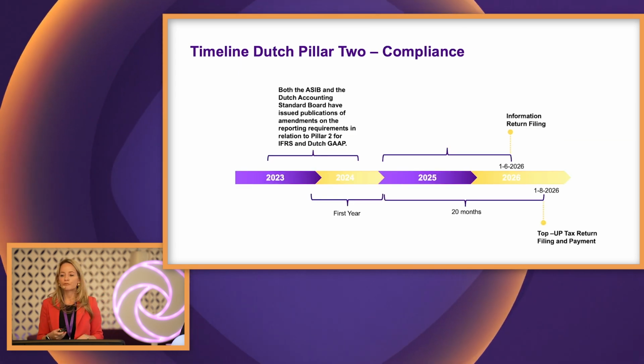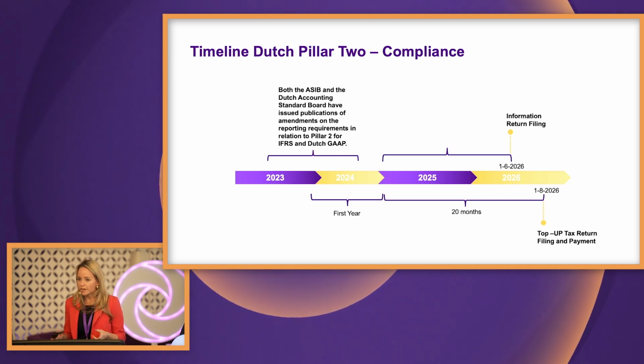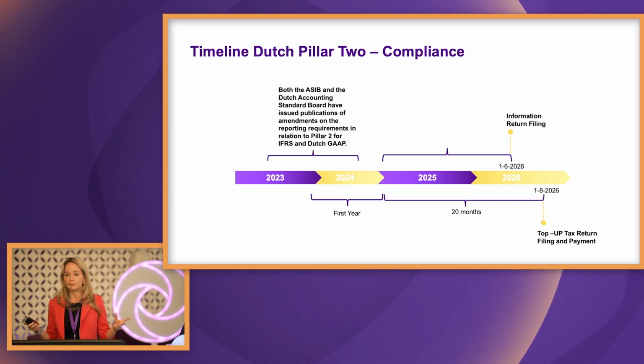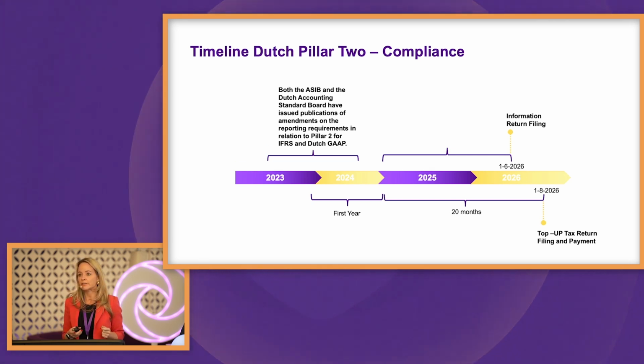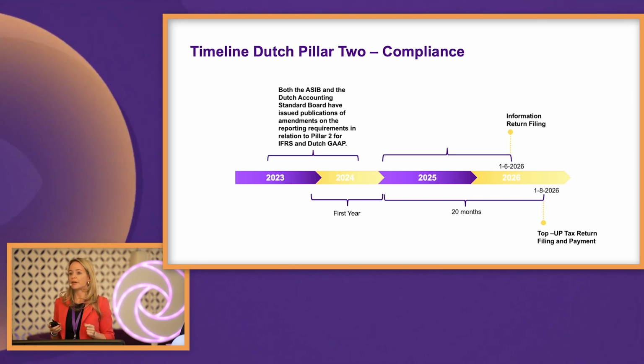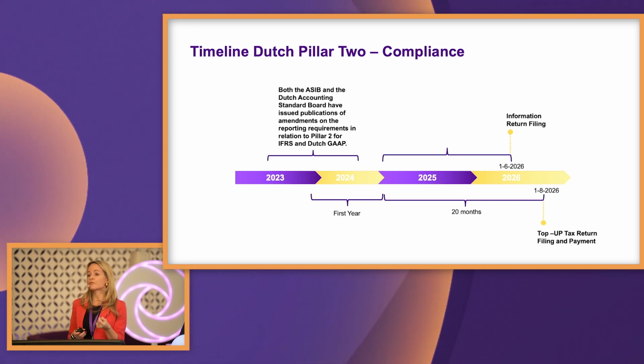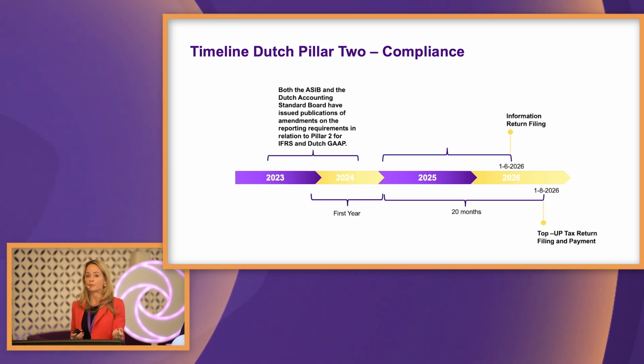And what does that mean from a compliance perspective? So what if you are a company meeting the threshold of 750 million, you have a company in the Netherlands, so what should you do now? Well, actually, your first reporting then already starts in your financial statements 2023.